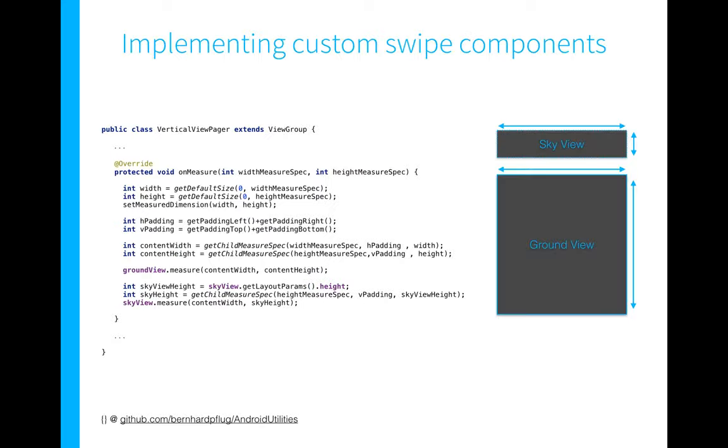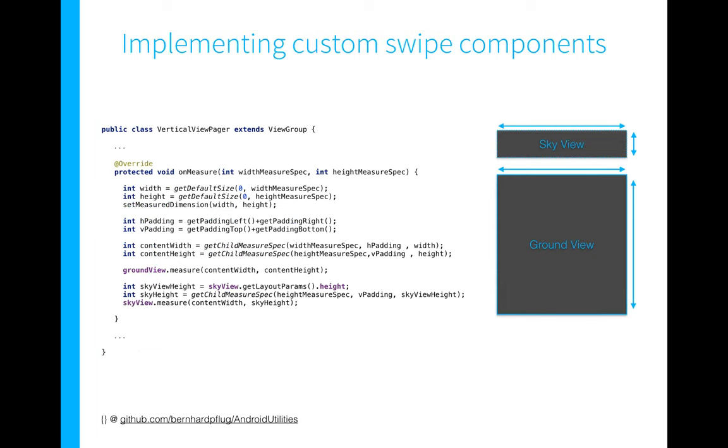We once again extend ViewGroup to implement this custom touch component. And now we have to take care of layouting the children. So in Android, layouting is a two-step process, namely measuring and layouting. The onMeasure method calculates the required size of the view.